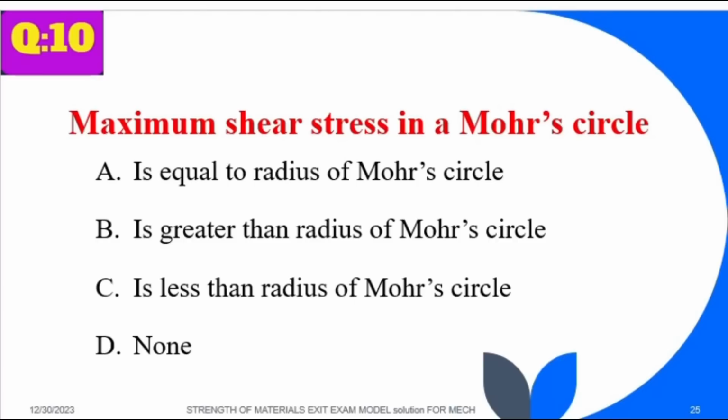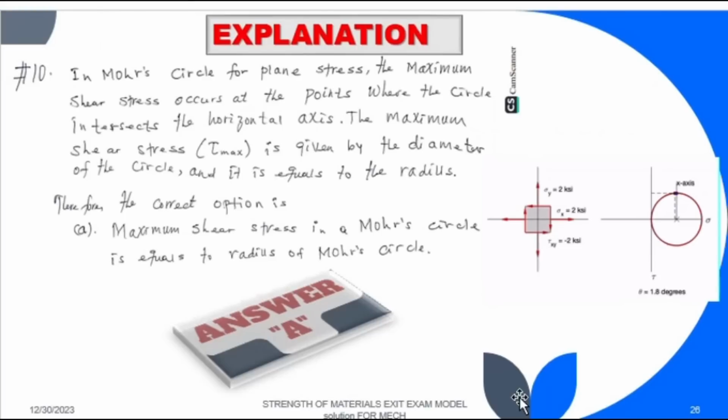Here we have the Mohr circle, and from the Mohr circle, for a plane stress, the maximum shear stress occurs at the points where the circle intersects the horizontal axis. When the circle rotates, the maximum shear stress occurs at the point where the circle intersects the x-axis, or the horizontal axis.